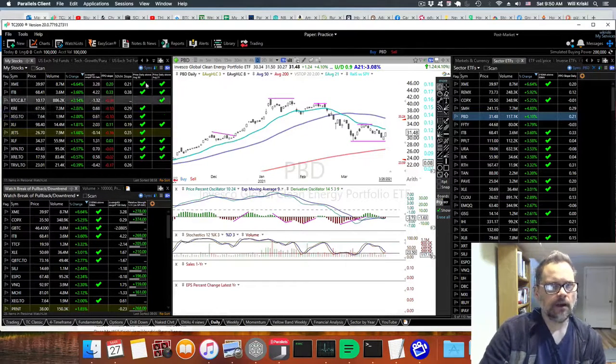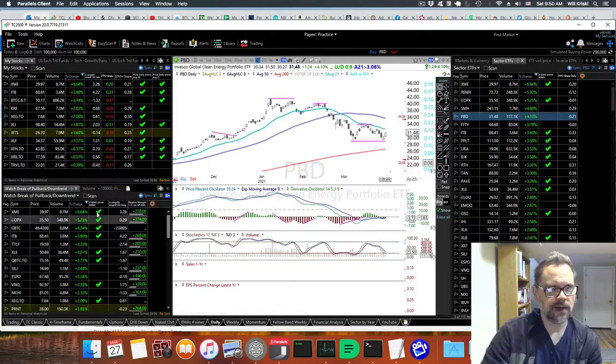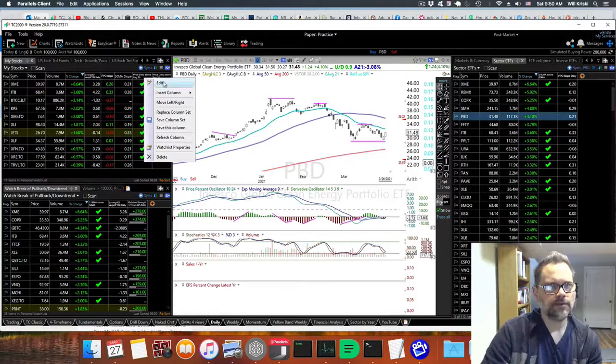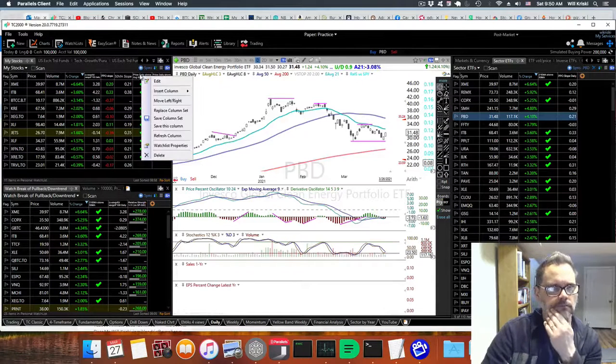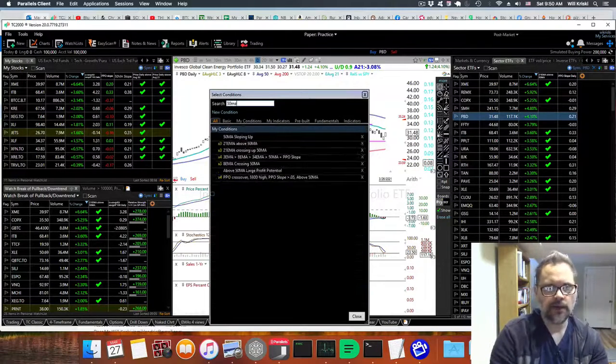So one last thing I just wanted to show you. Say you want to see the prices above the 50. If you have stocks in your stock portfolio or one of your watch lists or sectors, ETFs or whatever, you can put a condition. So instead of having a value, you can have a condition. So for example, if I'm here and I want to insert a column, I can say a condition, and then I can put one of my conditions.